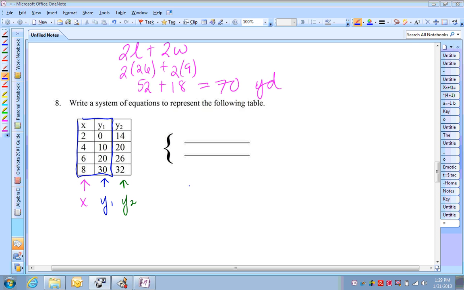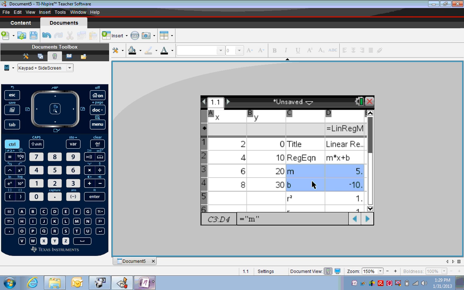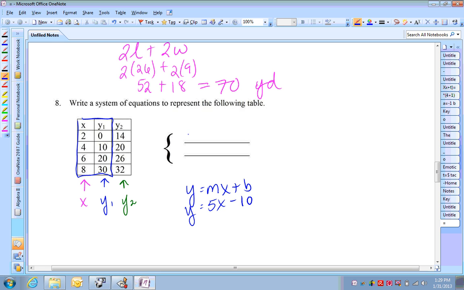So if my first equation I'm coming up with needs to be in y equals mx plus b form, remember my m value was 5, so y equals 5x, and my b value was negative 10, so minus 10. So that is my first equation, y equals 5x minus 10. Okay, now the second equation I come up with needs to involve the X values and then the Y values.